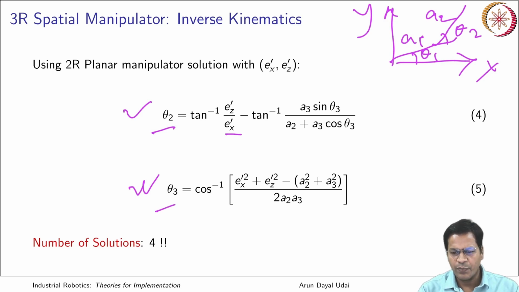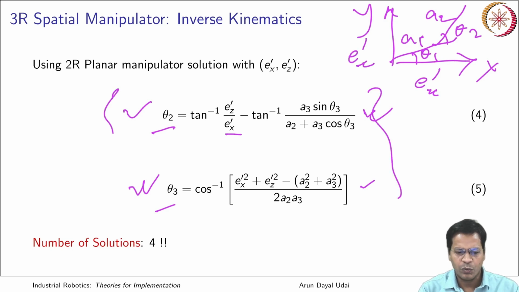So instead of A1 and A2, it is A2 and A3. Got it? It is A2 and A3. So exactly this you can obtain. And instead of x, you have Ex dash. Instead of y, you have Ez dash. Got it? So this way you can quickly obtain theta 2 and theta 3.